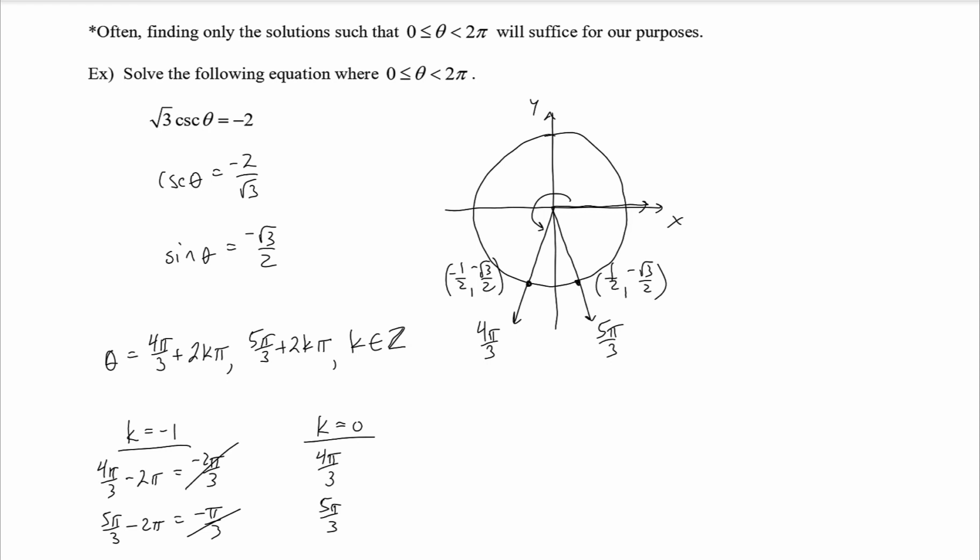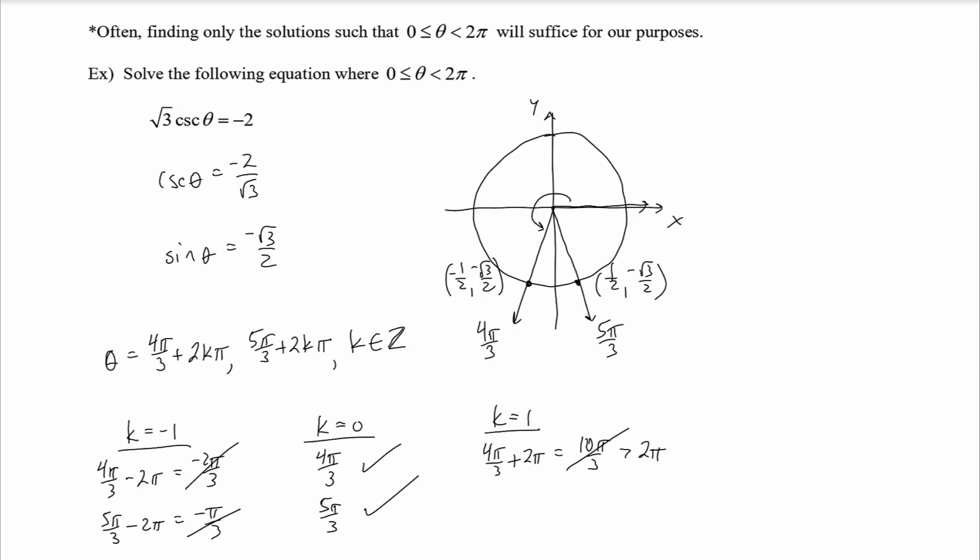And those are positive numbers that are less than 2 pi. So that is an answer. That is an answer. I want those answers. If I plug in k equals 1, I'm going to get 4 pi over 3 plus 2 pi. Well, that's going to be 10 pi over 3. The problem with that is it's bigger than 2 pi, so I don't want it, because I only wanted answers that are smaller than 2 pi but bigger than 0.